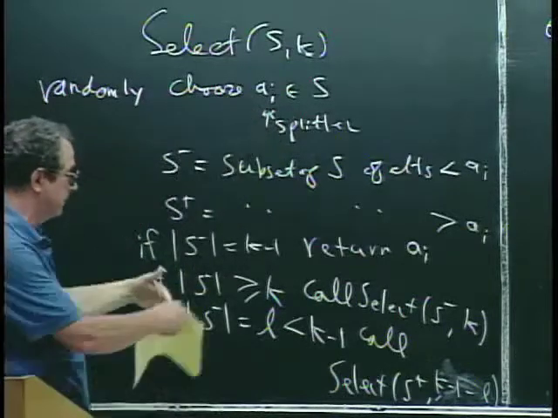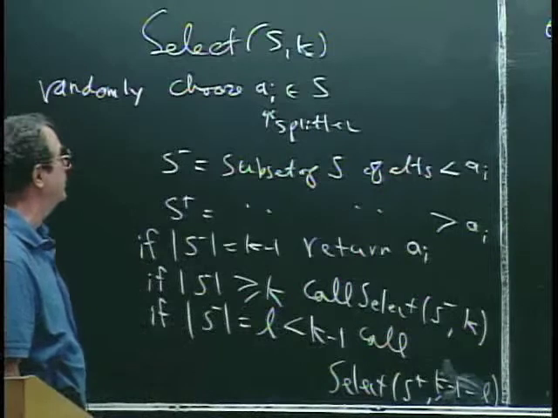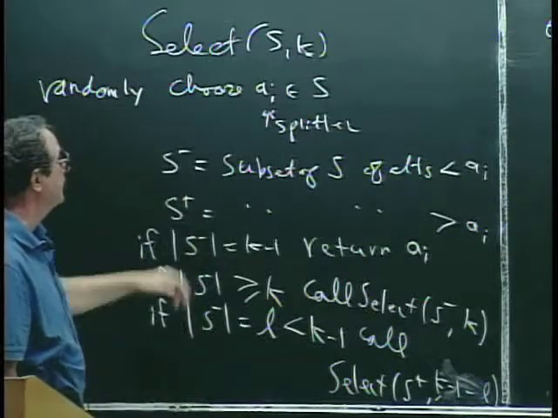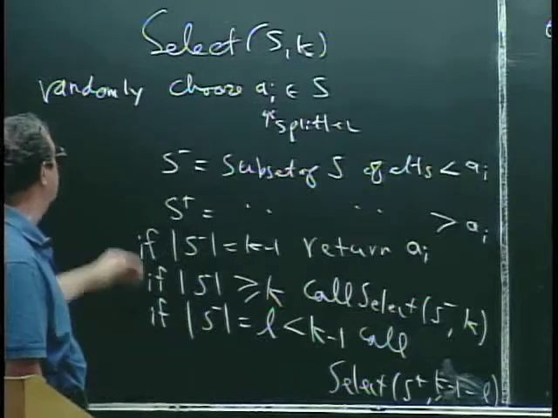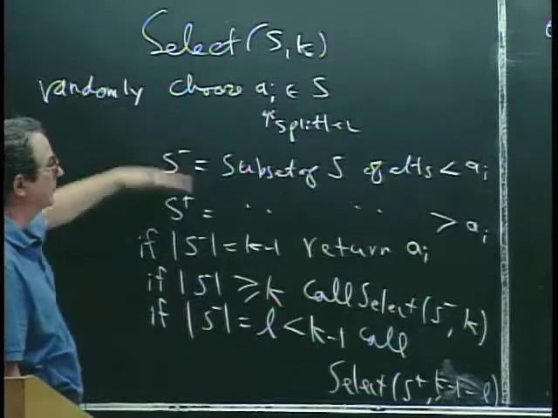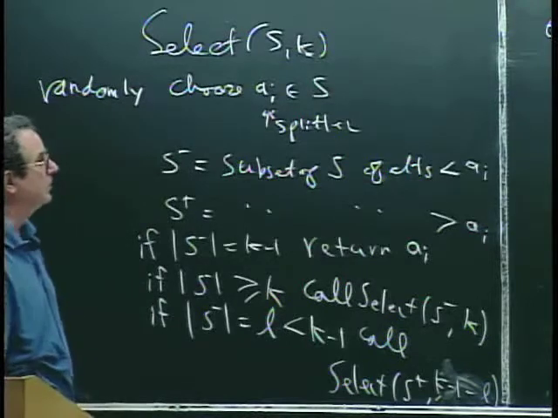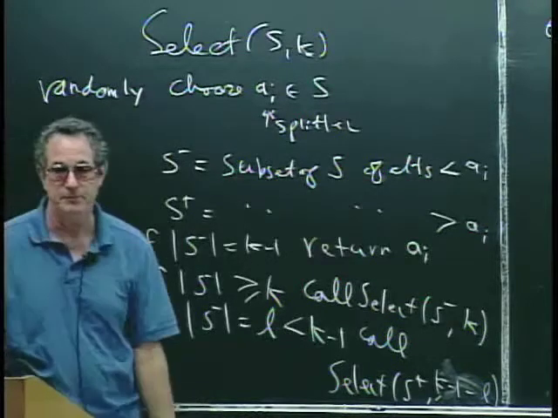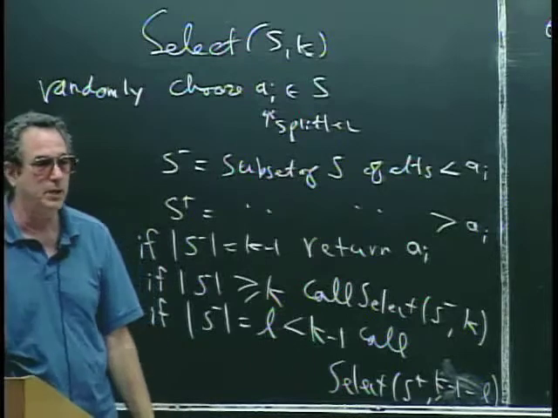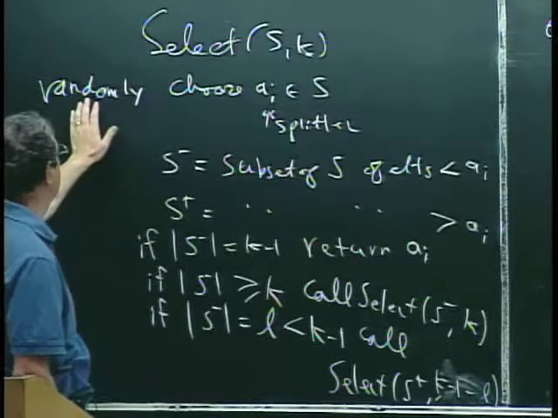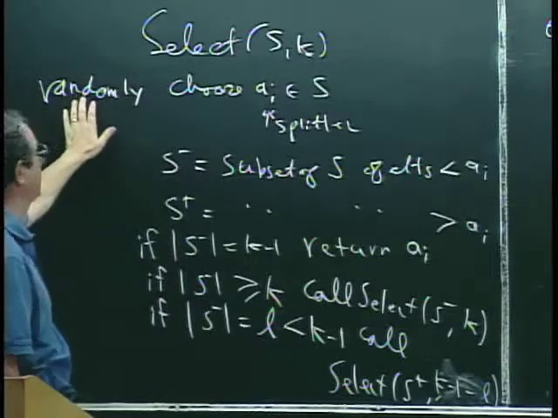You're still recursively breaking into a smaller set here, and you're making progress. So this is still a correct algorithm. But now the question is, what's its running time? Well, what do you even mean? What do we mean when we say the running time of an algorithm that has a random component in it?